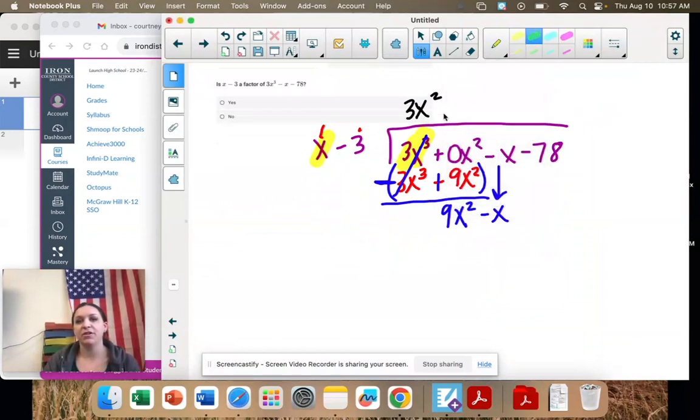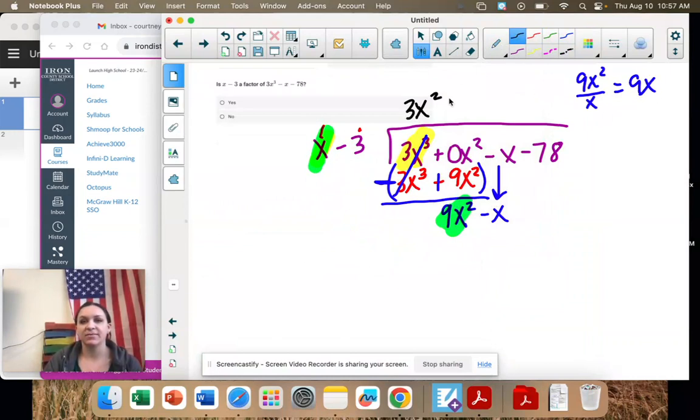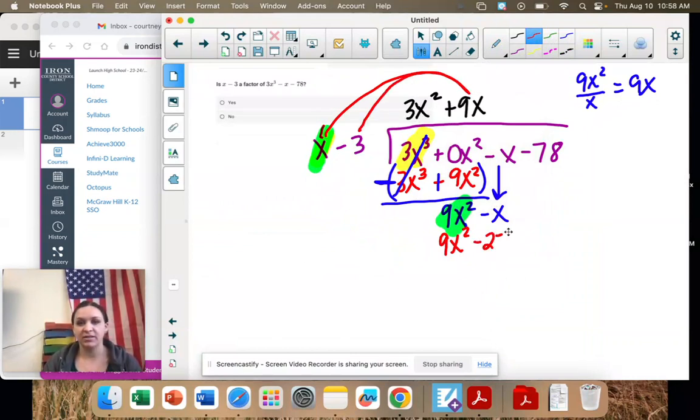Okay, we do the whole thing over again. We have this x, and it needs to be multiplied by something to give us 9x squared. So we need 9x squared. If we take out an x, we just have 9x. So multiply 9x times x is 9x squared. We did it. Those have to match. 9 times negative 3 is negative 27, and we have an x.